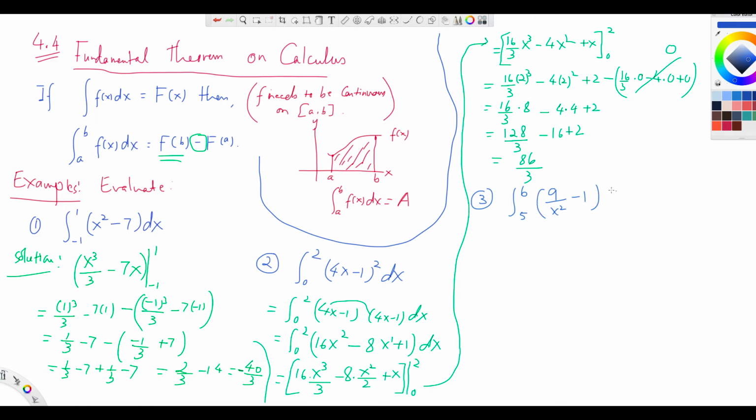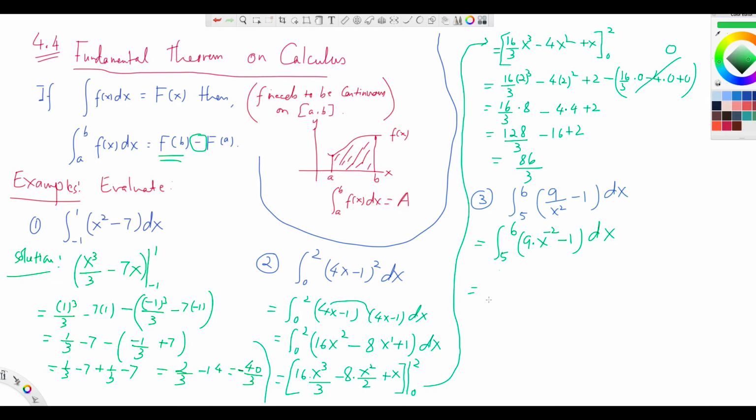Okay, and then dx. I want to do this example next. So how do I do this? It is basically the same technique, but when you find the integral of something that is in the denominator, the first thing you want to do is move it to the numerator. So this will be the integral from 5 to 6 of 9 times x to the negative 2, minus 1. You see that? And then dx.